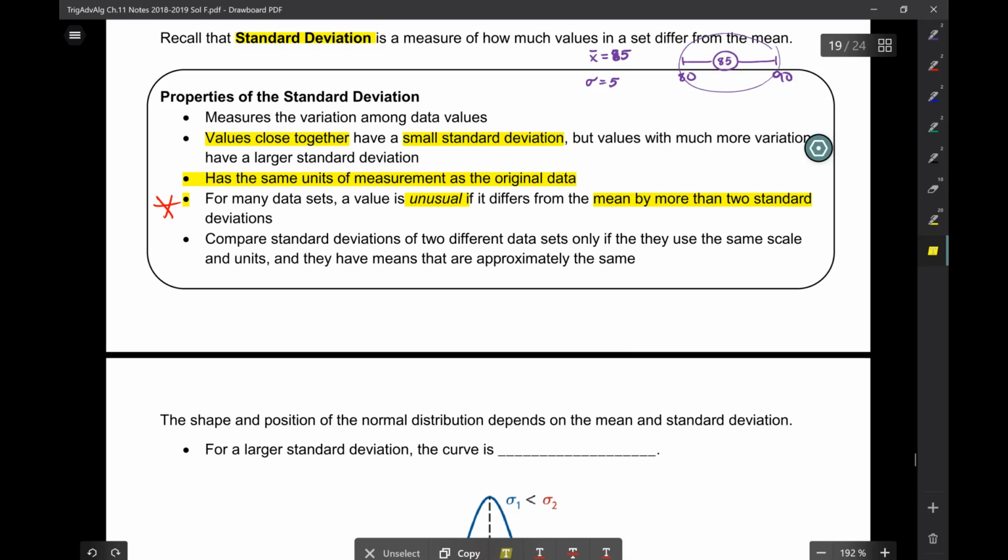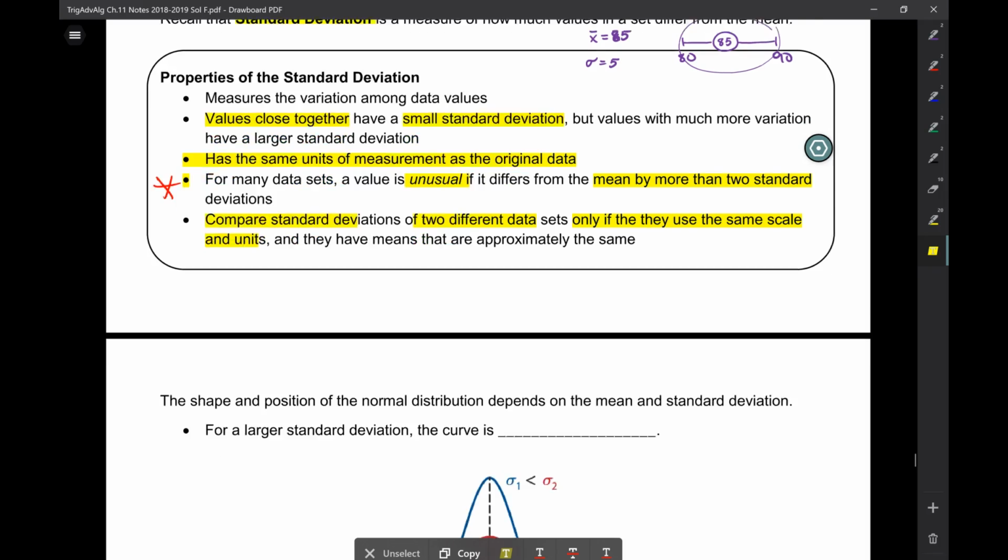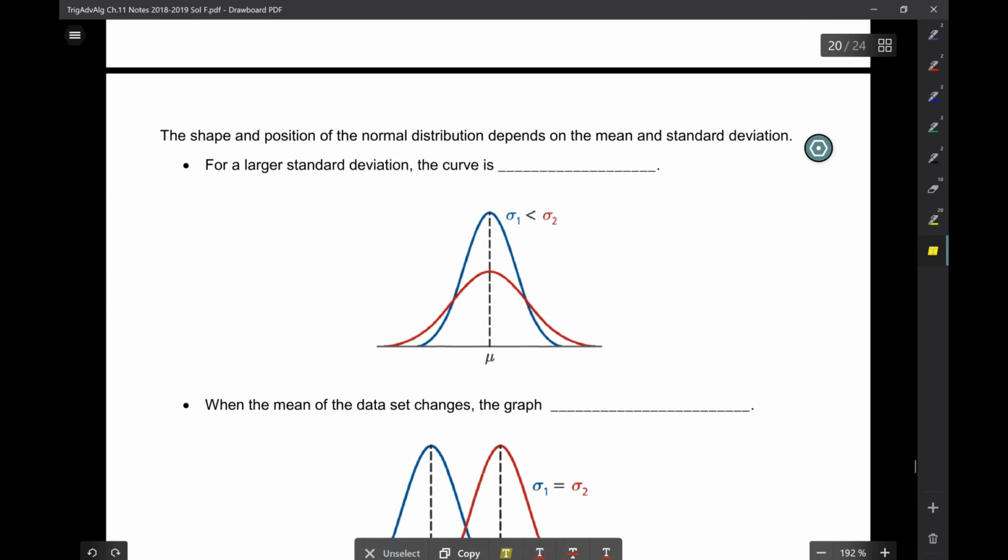So we compare standard deviations of 2 different data sets only if they use the same scale and the same units, right? So be careful about that. If you're comparing heights of people in France and the US, make sure everything is in meters or feet. You have to make sure that everything is on equal footing. Okay, let's go on to some of the good stuff.